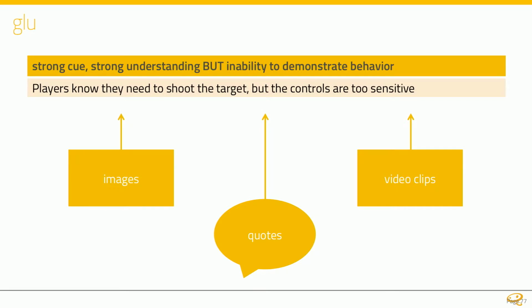So if we look at this one specific example, we see something like there's a strong cue, a strong understanding, but inability to demonstrate behavior. And the specific conclusion is that players know they need to shoot the target, but the controls are too sensitive. And then for each success factor and its accompanying conclusions, that's where you can decide how to organize your supporting evidence, things like images, quotes, video clips. Maybe here's a great place too to talk about suggestions or considerations for the team, for thinking about other designs or other approaches.